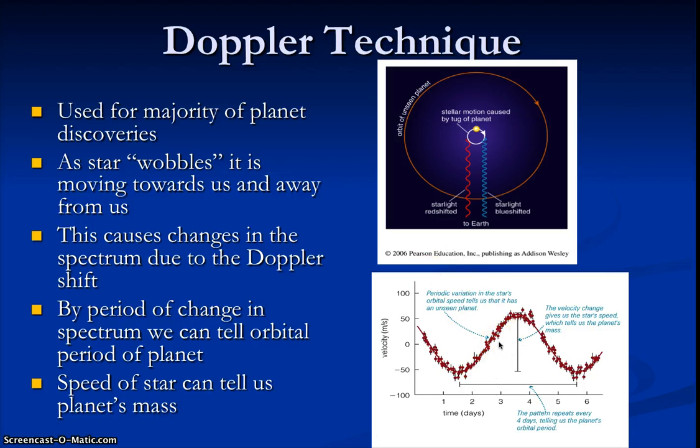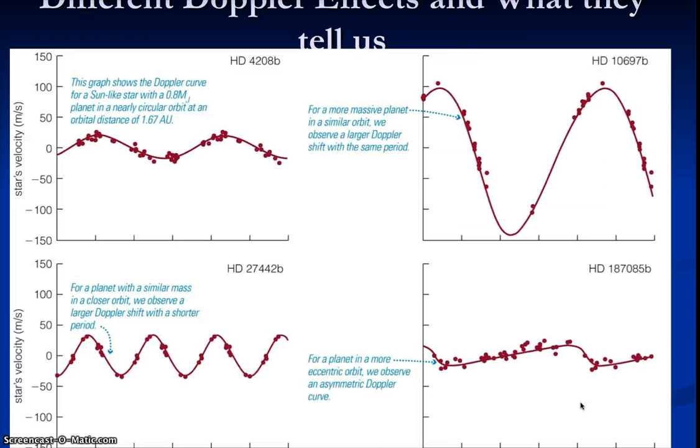Now, the types of things that we can find out from this: the maximum velocity that the star attains can give us a sense of how massive the planet is. It also allows us, because we can use Kepler's third law, to find a relationship between the period and the distance from the planet to the star. So it's actually kind of interesting, all the information we can get from this Doppler shift.